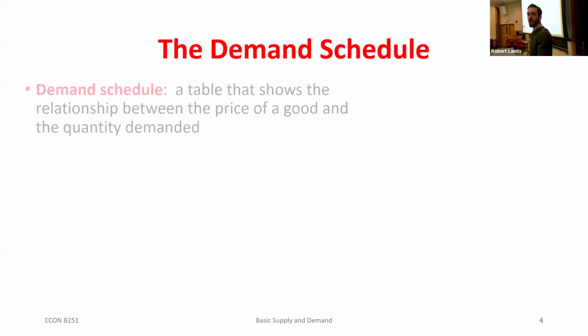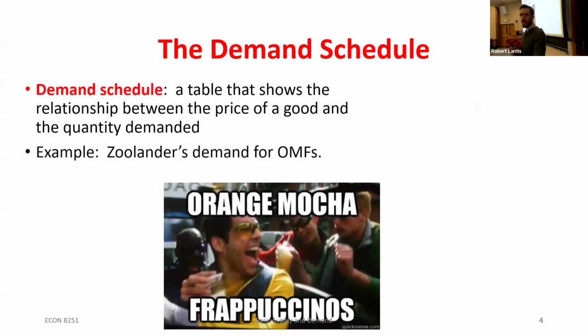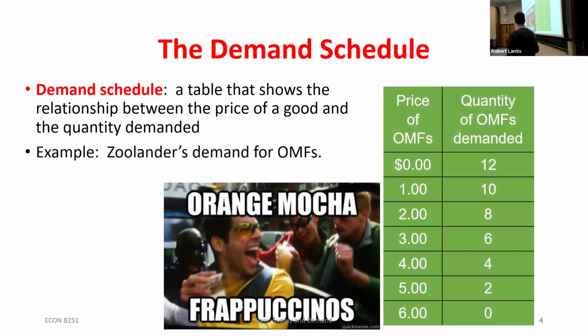Okay. So when I'm thinking about demand, I can set this up. I use Zoolander as my example here for today. If I've got this drink, orange mocha frappuccinos, maybe Starbucks is selling these, we're going to have what we call a demand schedule. It's the different combinations of price of this good and the quantity demanded from an individual. So as I start to increase the price, what should happen? The person is willing to buy less, or the quantity demanded goes down.